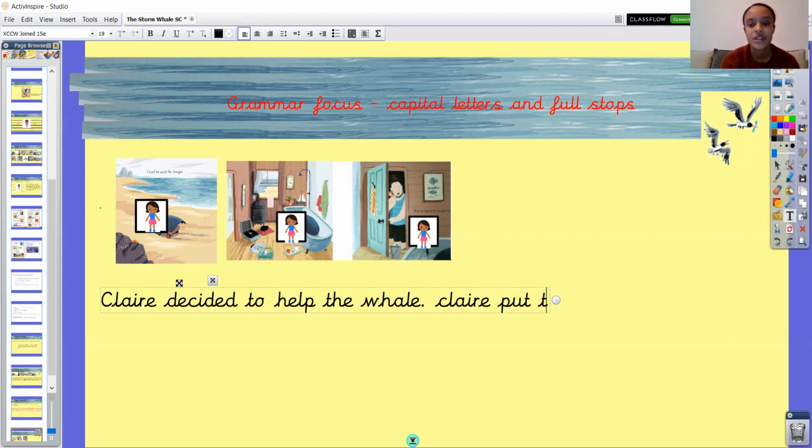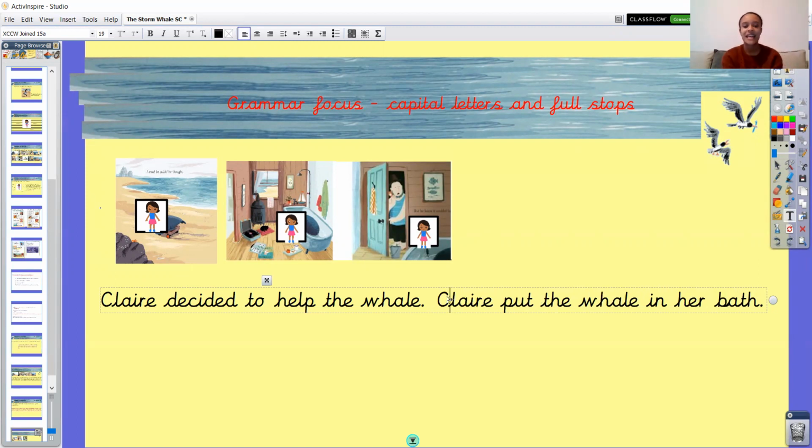Claire put the whale in her bath. Brilliant. So I've got Claire put the whale in her bath. I've got my capital letters and I've got my full stops. Oh, have I got my capital letters? No, I haven't. I haven't put my capital letters. So that's why it's important to check now, because I've gone back and now it's done.